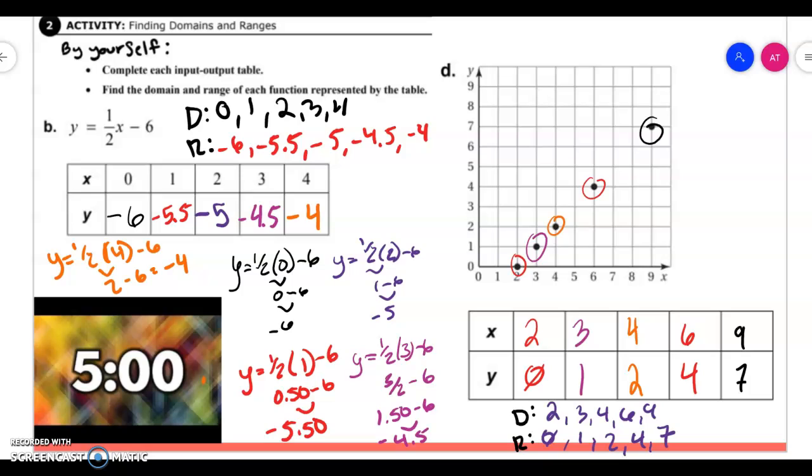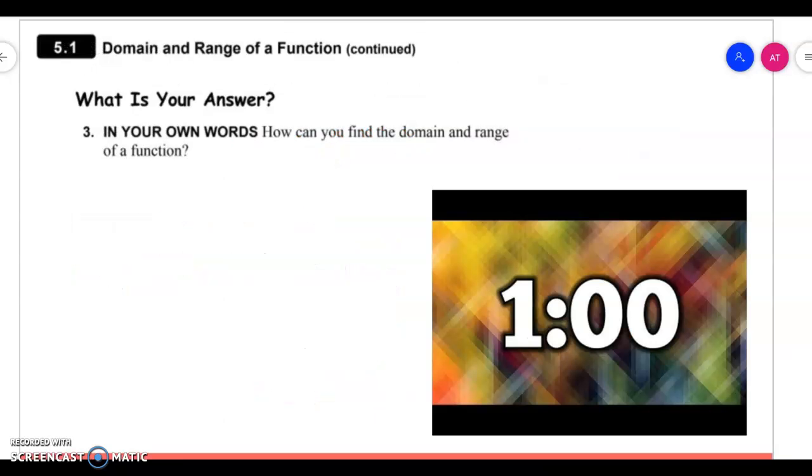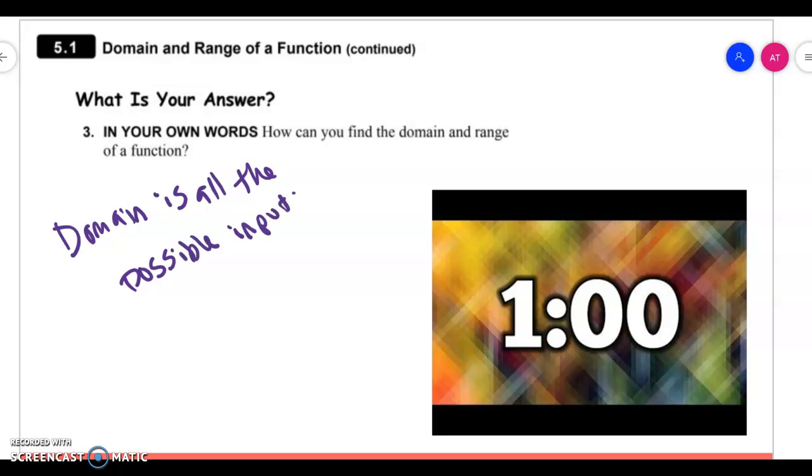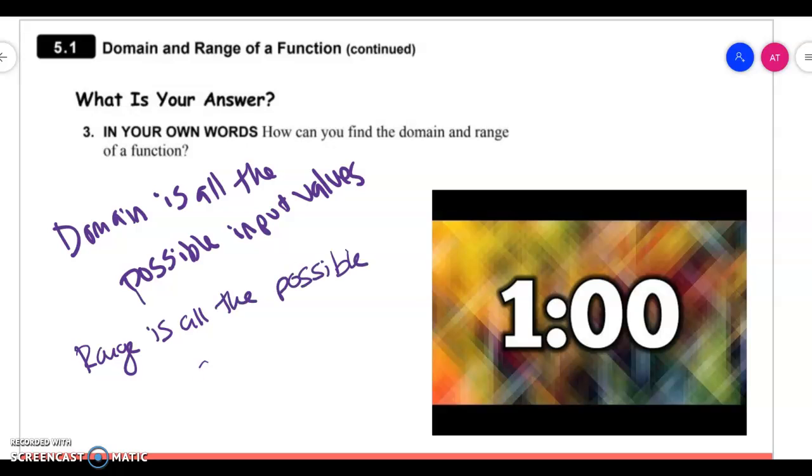So let's move on to the next few problems here from our notes. So it says, in your own words, how can you find the domain and range of a function? If you remember, domain is all the possible input values, and range is all the possible output values.